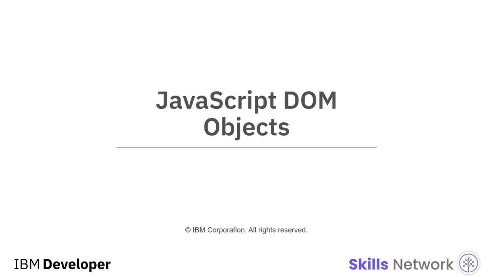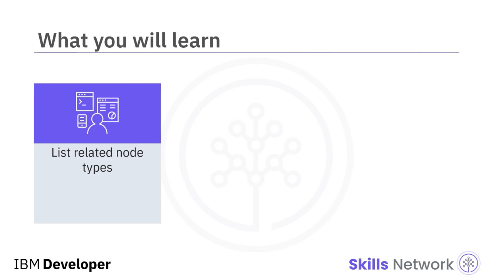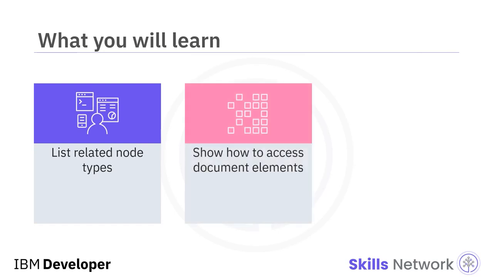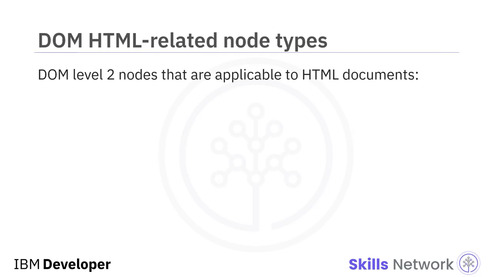Welcome to JavaScript DOM objects. After watching this video, you will be able to list related node types, show how to access document elements, and explain object naming. The W3C DOM Level 2 defines 12 different types of nodes, 7 of which have direct applicability in HTML documents. Node types that are not applicable to HTML are omitted from the table.